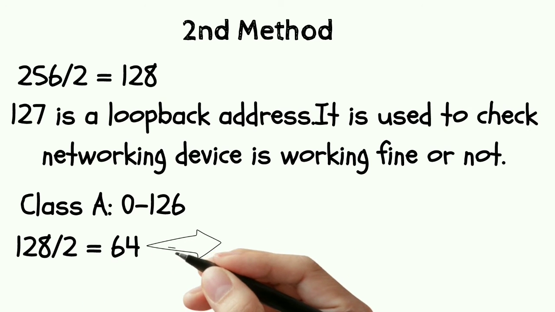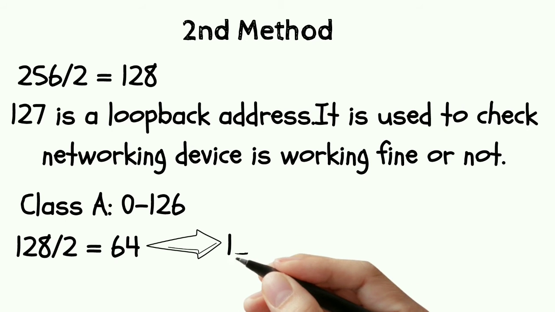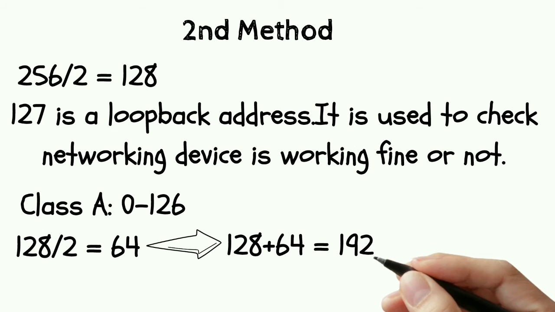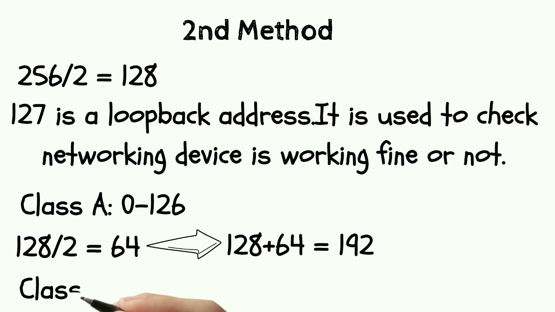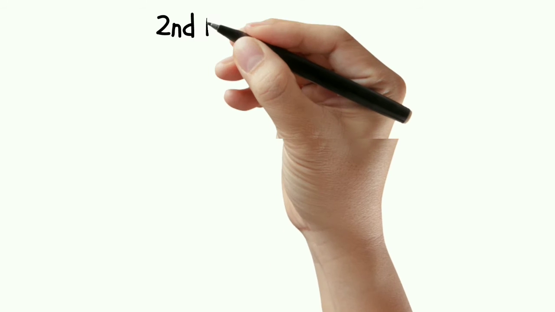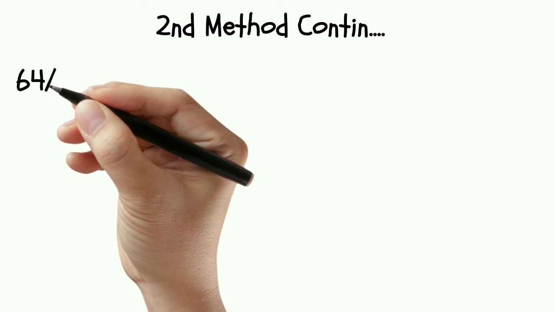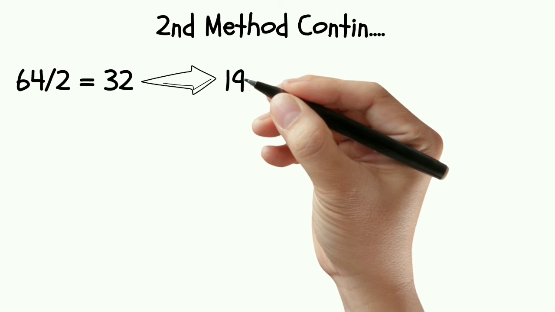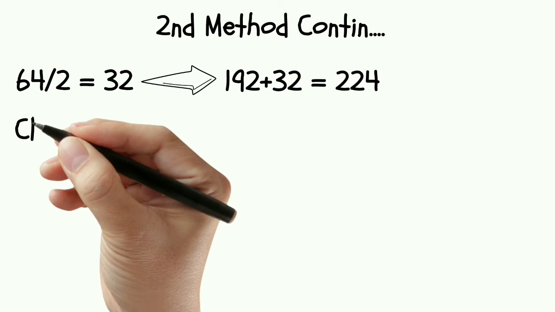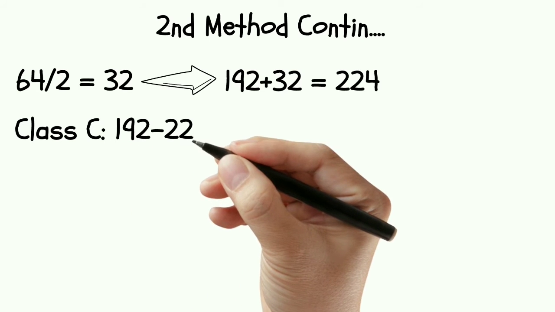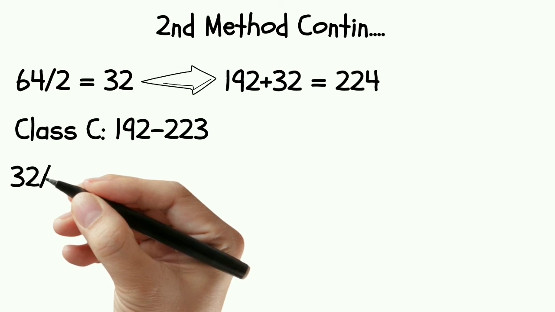Again divide 128 by 2, which is 64. This 64 is added to 128, which gives us 192. So the range for class B is from 128 to 191. Again divide 64 by 2, which is 32. This 32 is added to 192, which gives us 224. So the range for class C is 192 to 223.